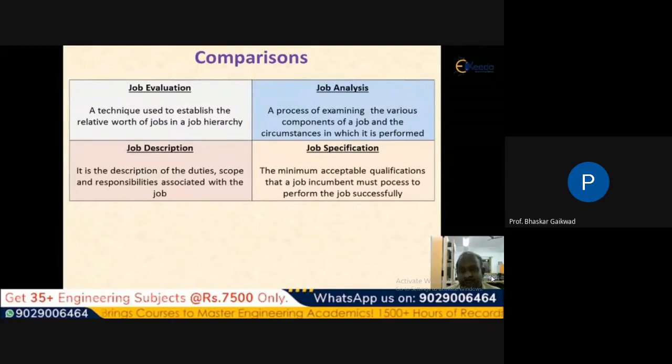The job indicates a work. So you have to do this work, and at least this qualification or knowledge is required for you to do this particular job. Each one varies according to its own contents. So job evaluation, analysis, description, and specification, although they look the same, each has its own way of explaining it. That's why I have given this.